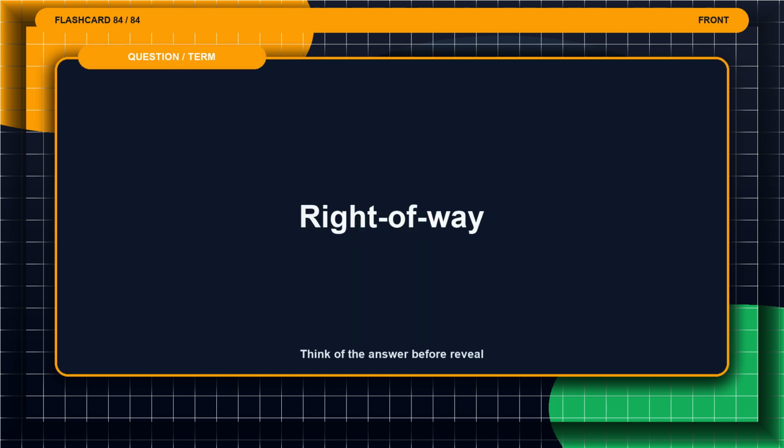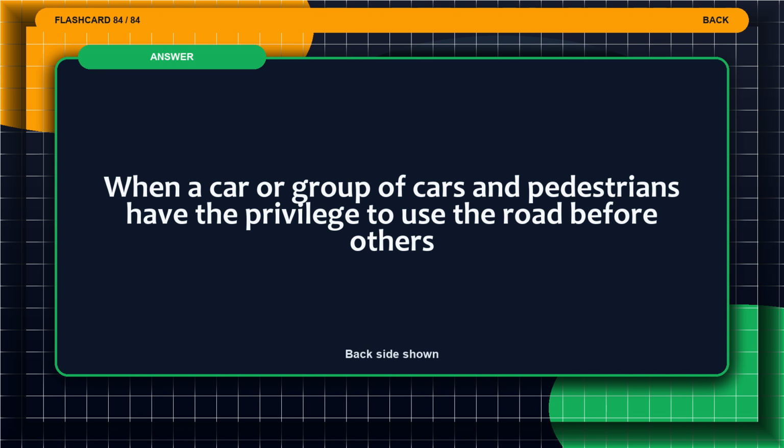Flashcard 84. Right of way. Think of the answer before the reveal. The answer is when a car or group of cars and pedestrians have the privilege to use the road before others.